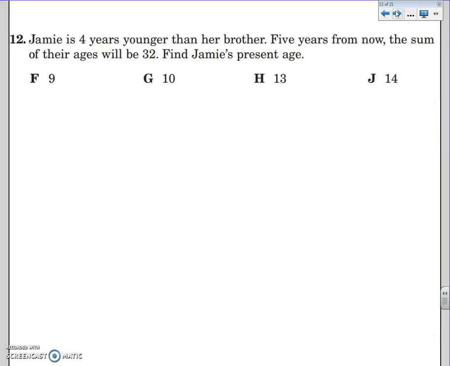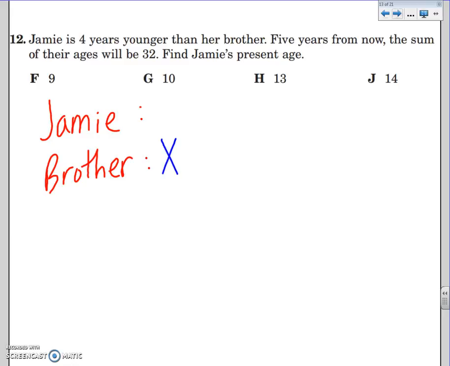Jamie is 4 years younger than her brother. 5 years from now, the sum of their ages will be 32. Find Jamie's present age. Alright, well, let's say Jamie and her brother. I'll put X for her brother. I'm going to do this a kind of long way, but this makes more sense to me. If her brother is X years old and she's 4 years younger, that means her age will be X minus 4.